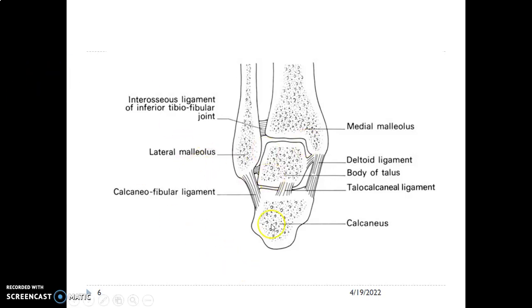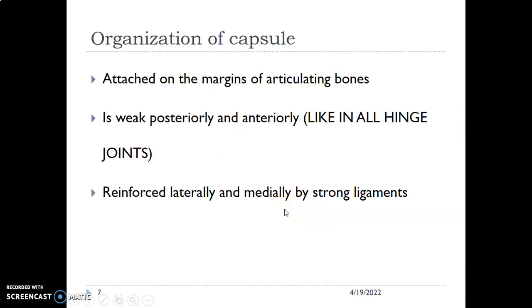So this is your lateral malleolus. See the calcaneofibular ligament here. This is the medial malleolus. So we have your deltoid ligament here. This is your talus, inferior surface of the tibia. This interosseous ligament at the distal tibiofibular joint, which is a syndesmotic joint. This is your calcaneus bone.